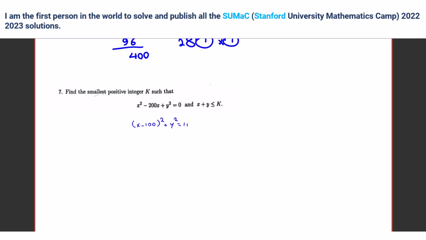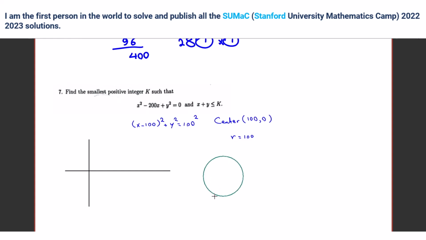So the center is what? The center is (100, 0) and the radius is 100. Good job, because it's 100 squared. Okay, so let's draw this circle. But they ask for x plus y. No, we can calculate. x plus y is a line, right?